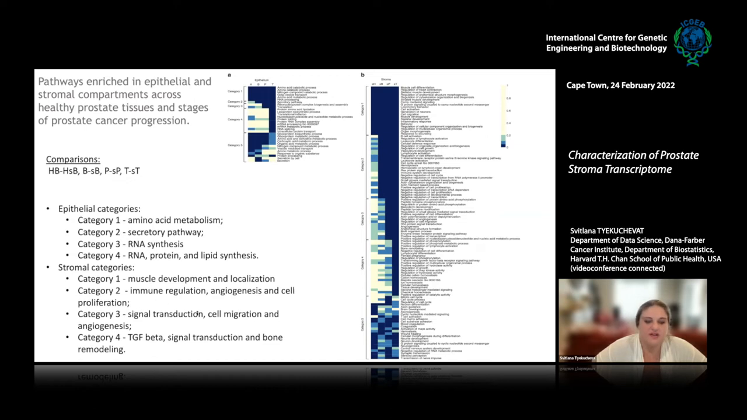And signal transduction, cell migration, and angiogenesis start to get dysregulated at the level of PIN. And then we have some immune regulation, angiogenesis, and cell proliferation already seen in the stroma that is surrounding benign epithelium, but in the prostate of a prostate cancer patient.